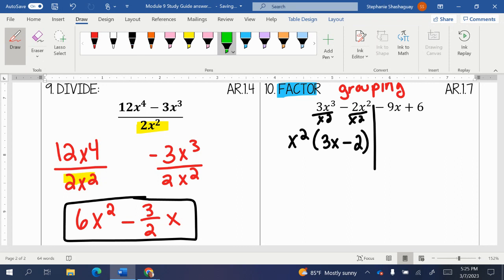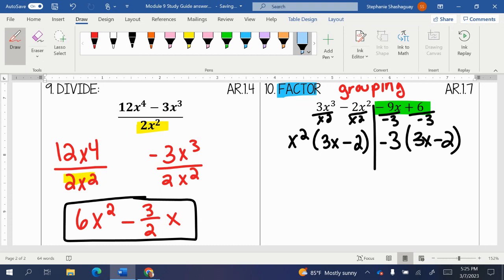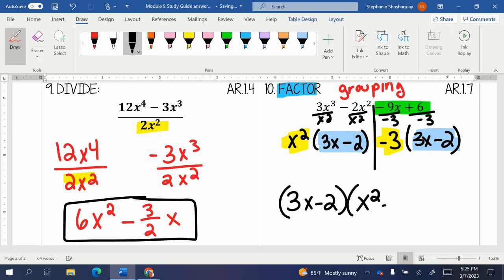And then I need to find my greatest common factor between those two terms. Well, that's going to be a negative 3. So if I divide this by negative 3, I get 3x. And when I divide this by negative 3, I get a negative 2. You'll notice that these two factors match. So I can factor that out, 3x minus 2. And what's left behind here is x squared and a negative 3. So that's going to go in my other parentheses.